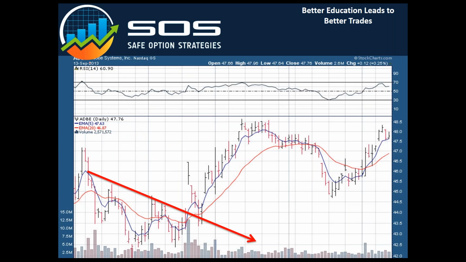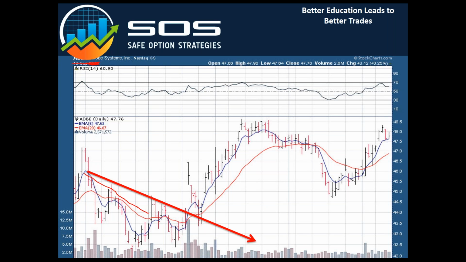And I left an old stock chart in here. Don't be alarmed. I've got a new stock chart later in the program, so you'll know this isn't a really old recording. But I left this stock chart in because it's just such a good illustration. We have a trend like this, slightly bearish.